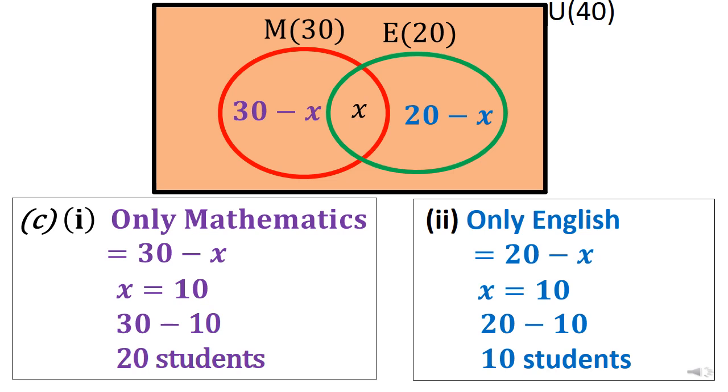So it means that whenever you are asked to find only a subject or only item, we simply deduct the intersection from the number of items to get the only portion. And it is always the other portion within the circle excluding the intersection.